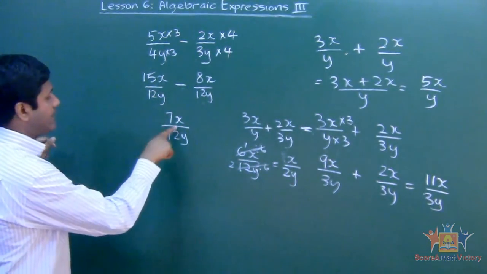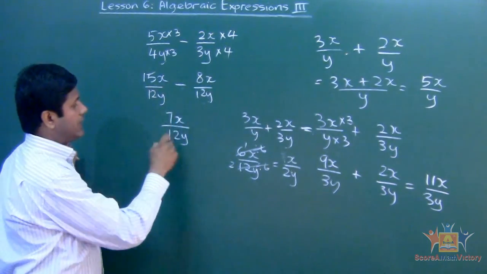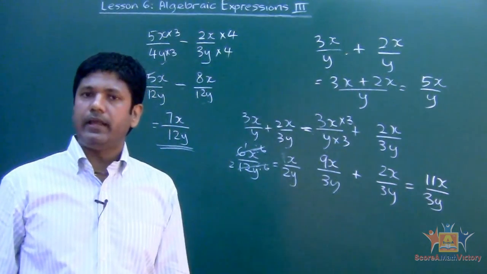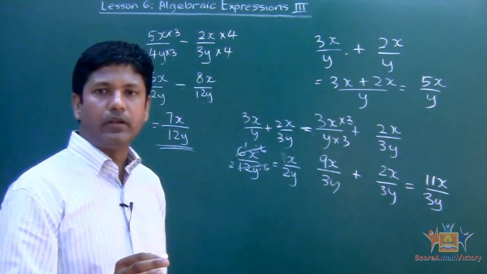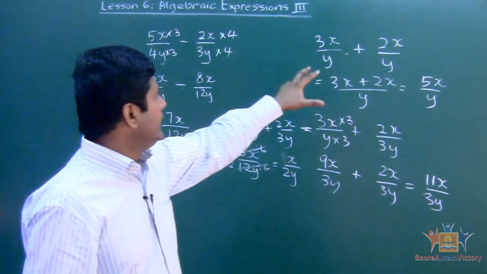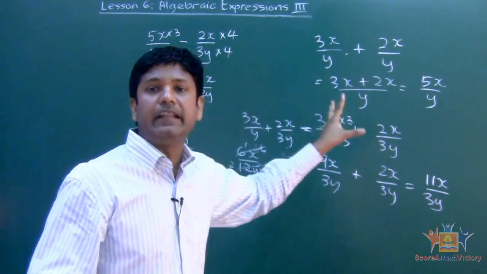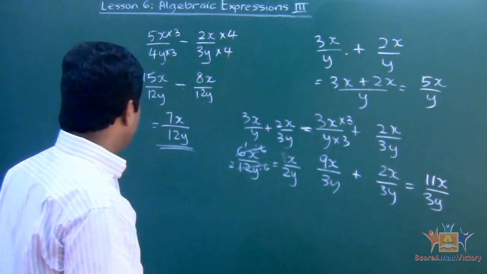But in this case, it's 7x over 12y. You cannot simplify. You just leave it as a final answer. See that? Very important, okay? So keep in mind, even if it's an unknown or variable I give you as a denominator, they still have to be common.